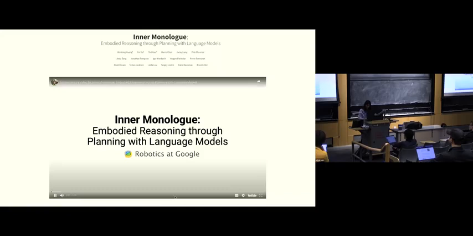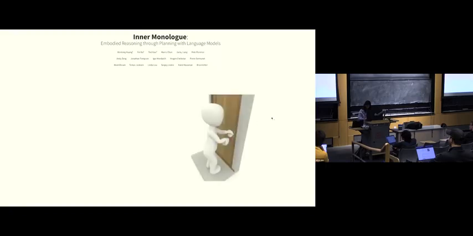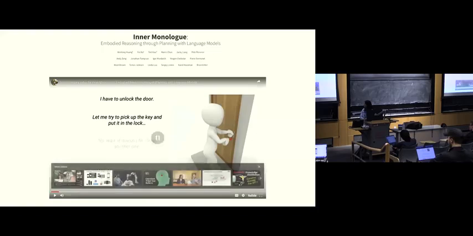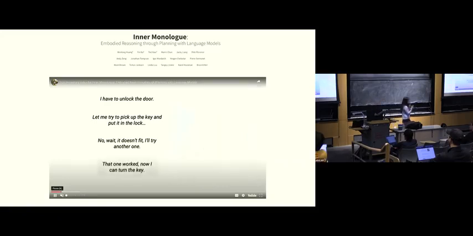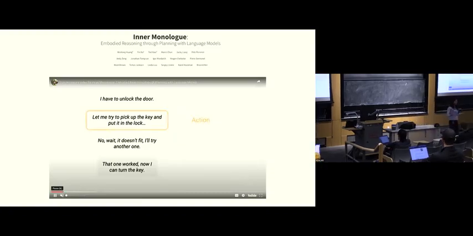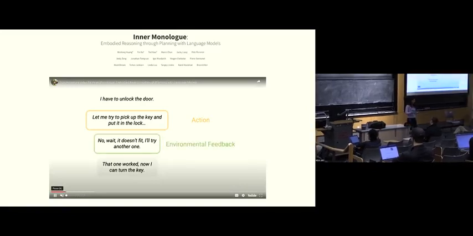We present Inner Monologue, embodied reasoning through planning with language models. Imagine the thought process when a person tries to solve some task. I have to unlock the door. Let me try to pick up the key and put it in the lock. No.